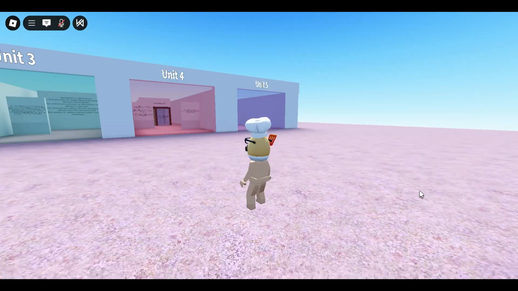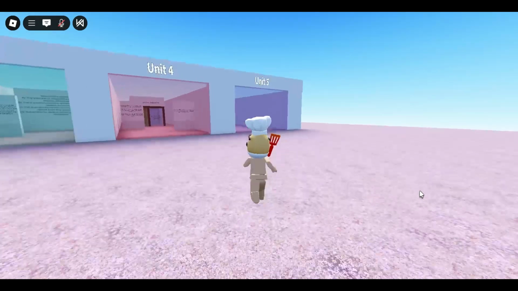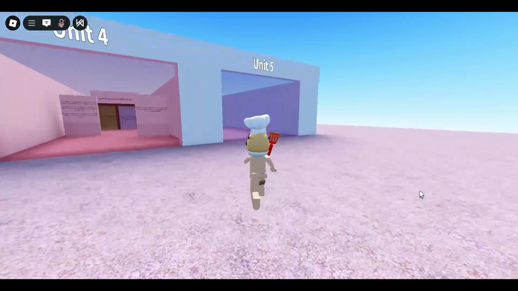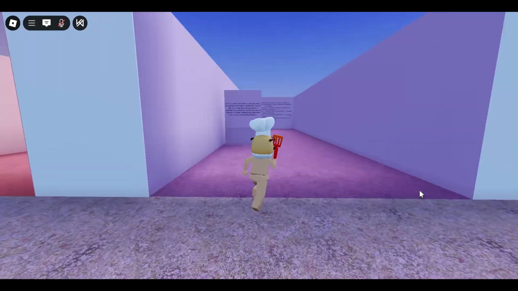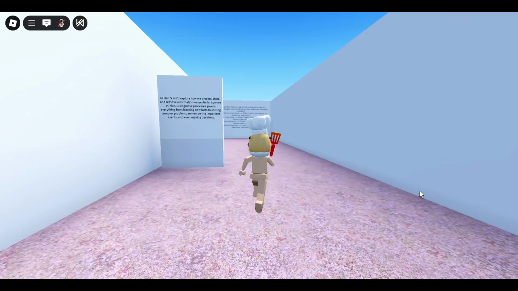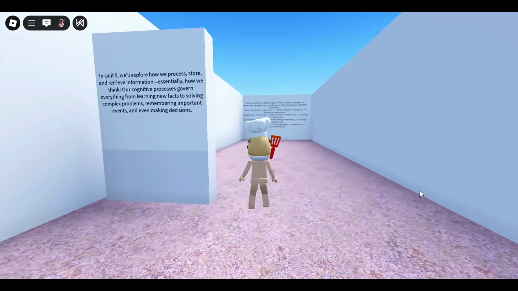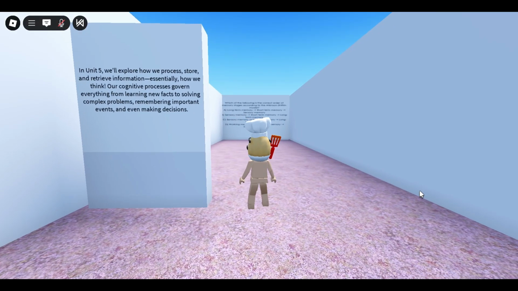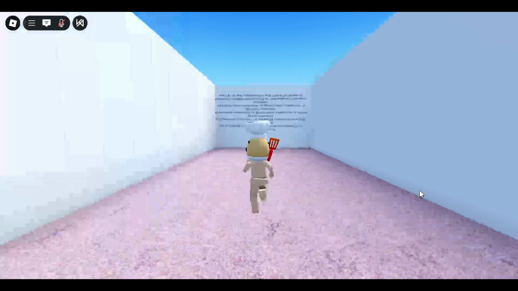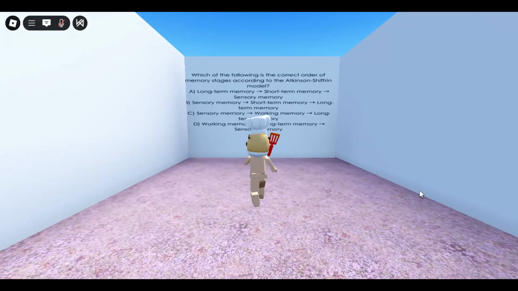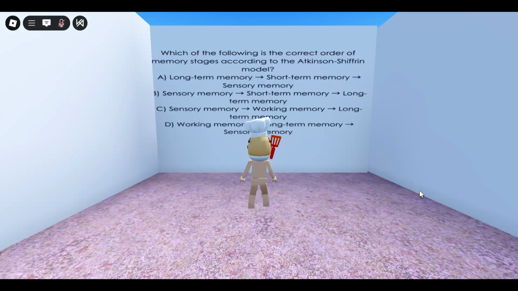And with that, we can move on to our last unit, Unit 5. So for our final unit, it will be about cognitive processes. So how we process, store, and retrieve information, essentially how we think. And according to Atkinson-Shiffrin's model, the stages of memory go from sensory memory to short-term memory to long-term memory.